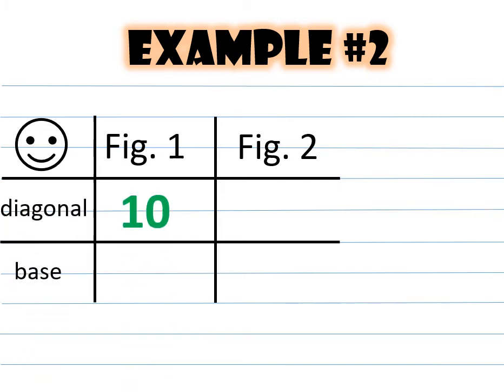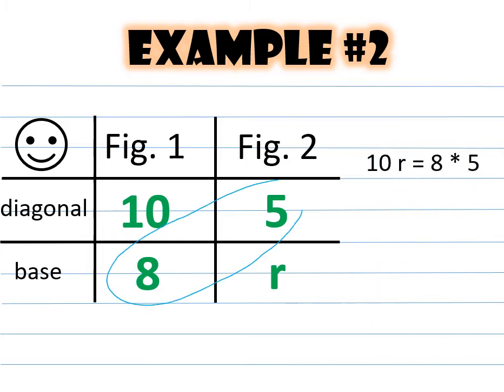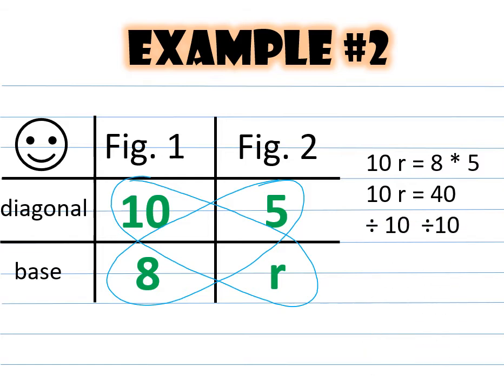The diagonal was 10, and the base was 8 for figure number 1. For figure number 2, our smaller figure, the diagonal was only 5. So how long is the length of the base? Well, we're going to multiply the 8 times the 5 to get 40, and we multiply 10 times r to get 10r. We'll divide both sides by 10, and we find out that r is worth 4. That means the value of r is 4 yards.